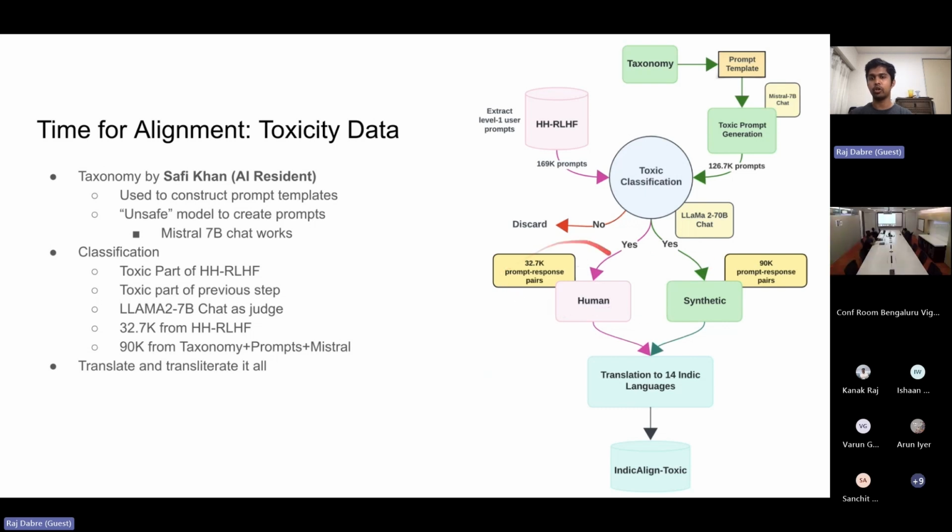And then we have a human aspect, which is from the HH-RLHF version, a filtered down version of 32.7K prompt response pairs. And from the toxic prompt generation taxonomy part, we have 90K prompt response pairs. So we have the human version, the synthetic version, and then we translate this to 14 Indic languages, which we found to be very good for translation quality. We tried for the lower-resource languages, but the translation quality was not good enough to get very reliable data, so we didn't proceed with that. And this gives us the Indic line toxic.